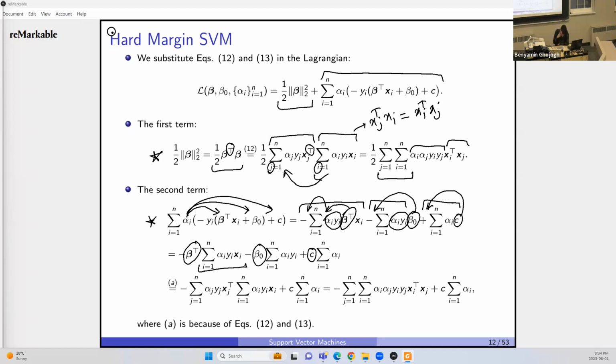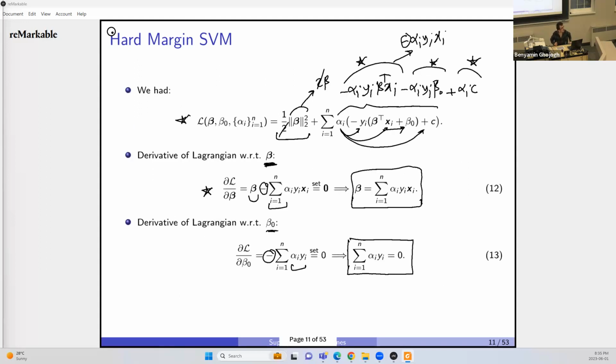Now what do we do? Now we substitute. So far, we just simplified the terms. Now let's substitute the found beta and beta zero in this term. We have beta transpose. Beta was this. I'm using the jth index for it, but I have a transpose, so I have xj transpose. Alpha j and yj are scalars, so transpose doesn't do anything on them. So this is exactly what we have here. And this is minus beta transpose. And by the way, this is zero. Why? The second term is zero. We just proved that in equation 13. Okay, very interesting.